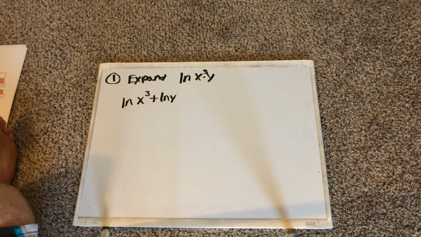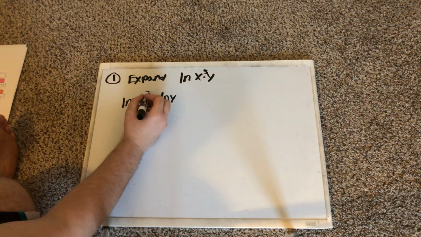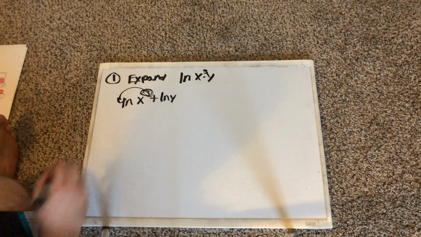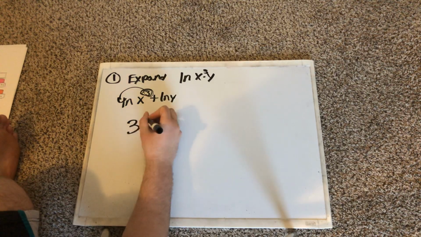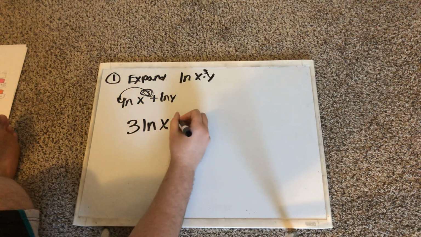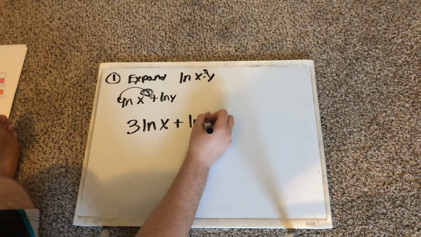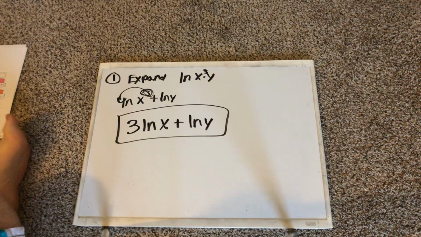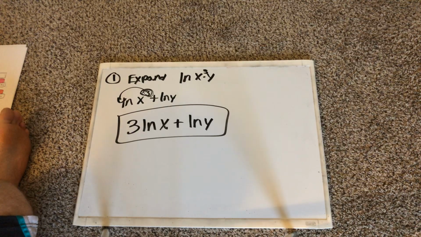And when we're expanding, we're not allowed to have exponents. So I have to use the power property to take care of this, to move this right in front. So we have 3 natural log x plus the natural log of y. And that's it. We just expanded it.